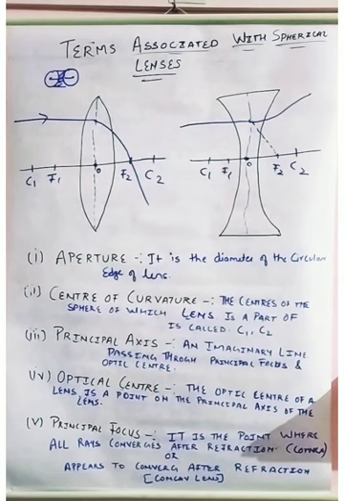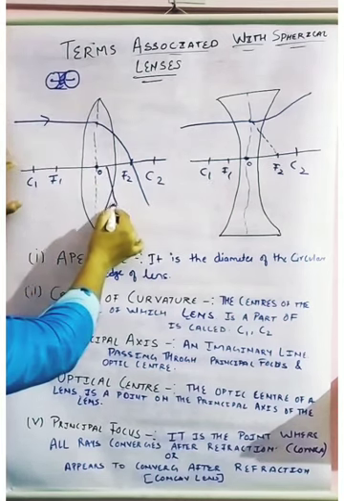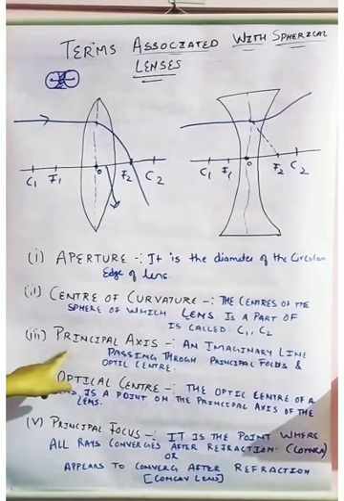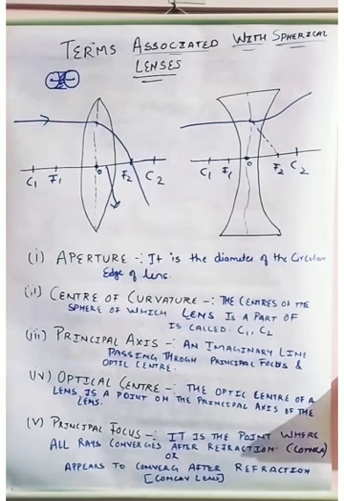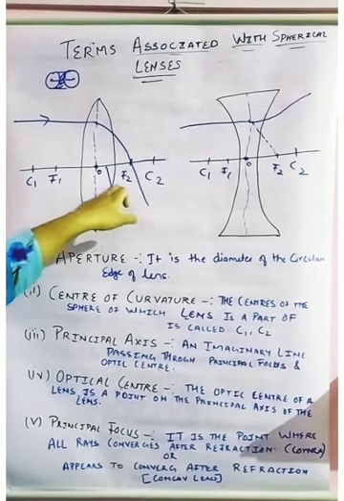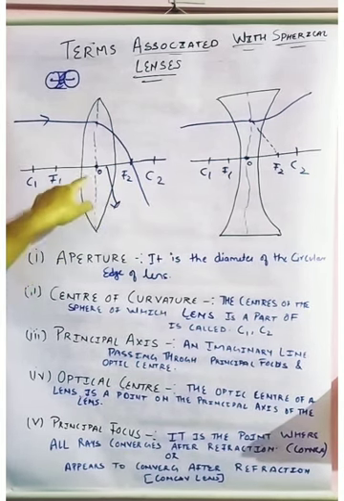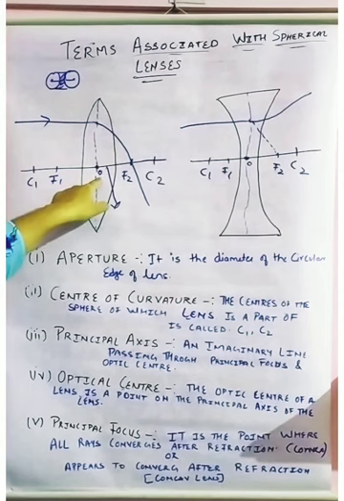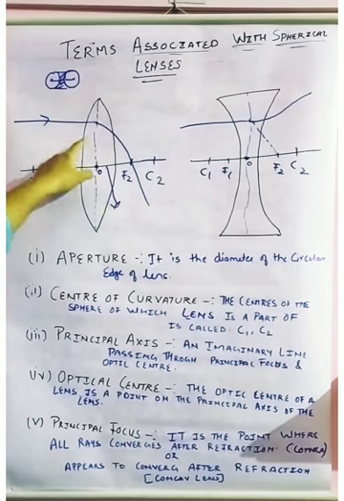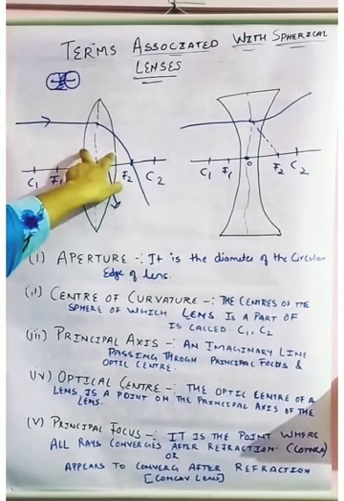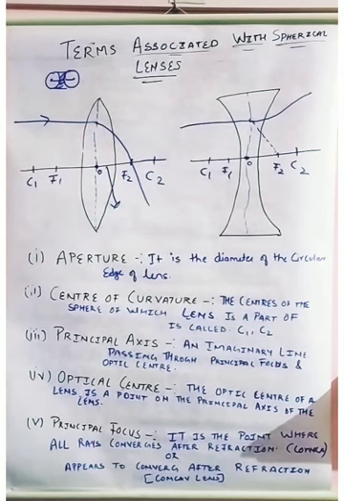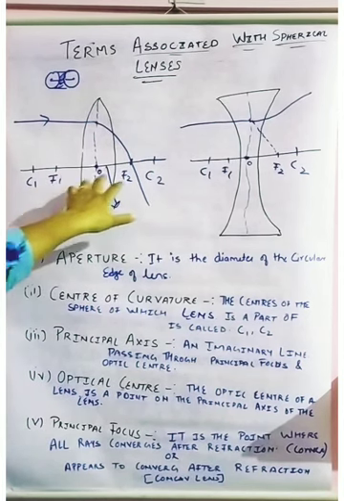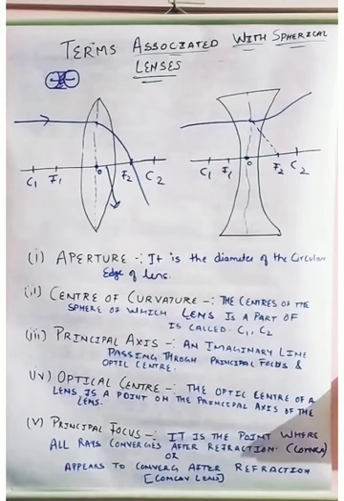Everything is clear to you. Again I am repeating quickly. This line is called your principal axis. The principal axis is an imaginary line which passes through the center of curvature, focus and optical center. What is the optical center? It is the center of the lens. What is aperture? Aperture is the diameter or the thickness of your lens. What is focus? Focus is the point where all rays are supposed to converge or diverge.